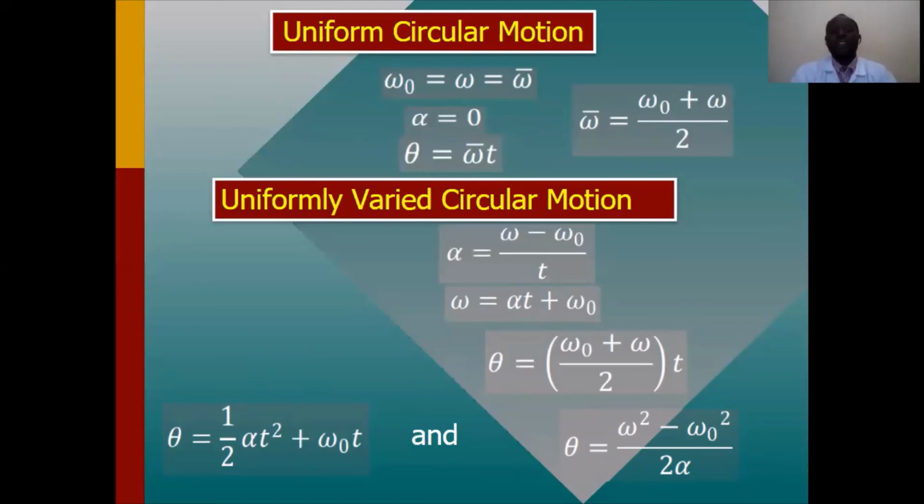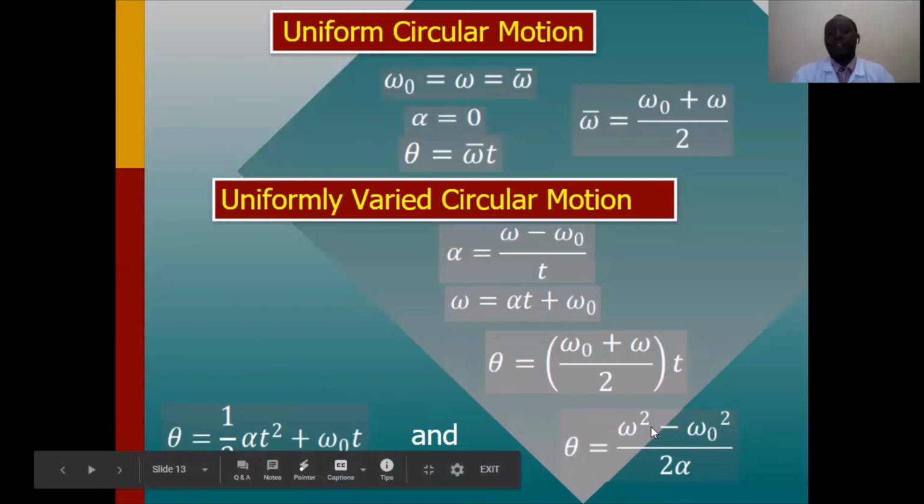So for solving the problems of circular motion, we're going to use the 3 equations of motion. The first one is for the angular velocity, the second one, and the third.